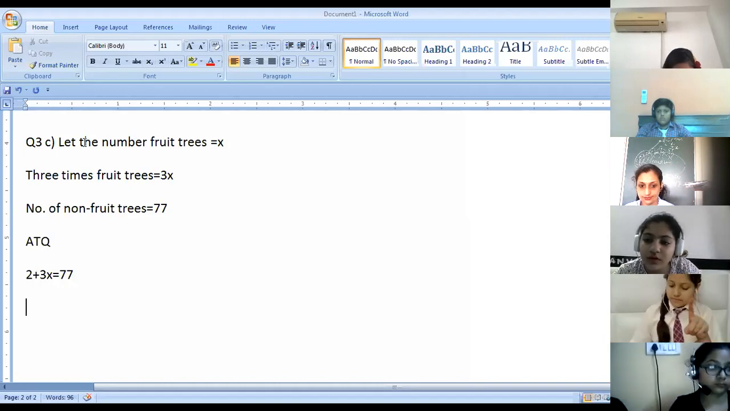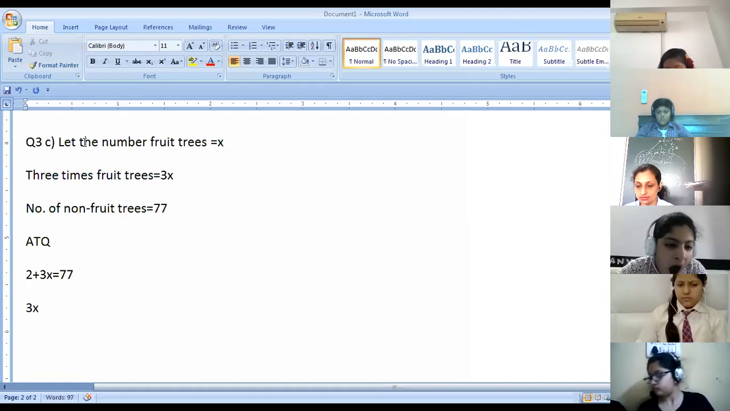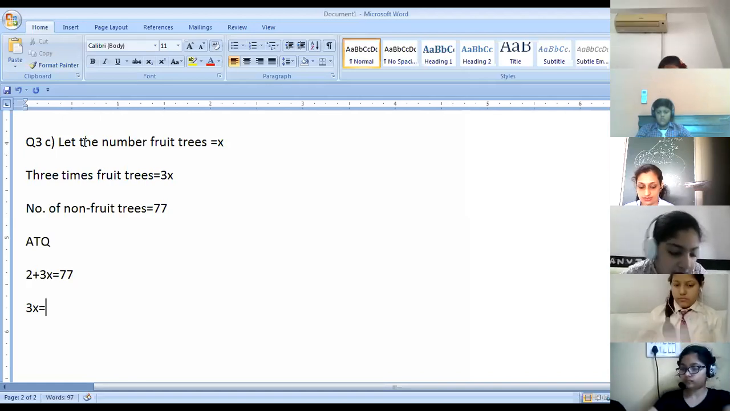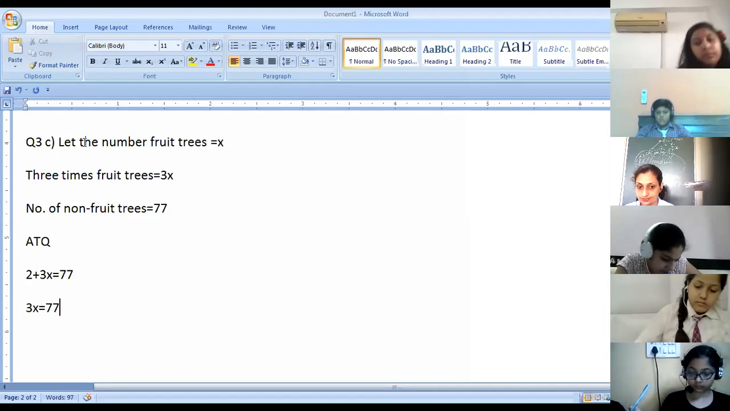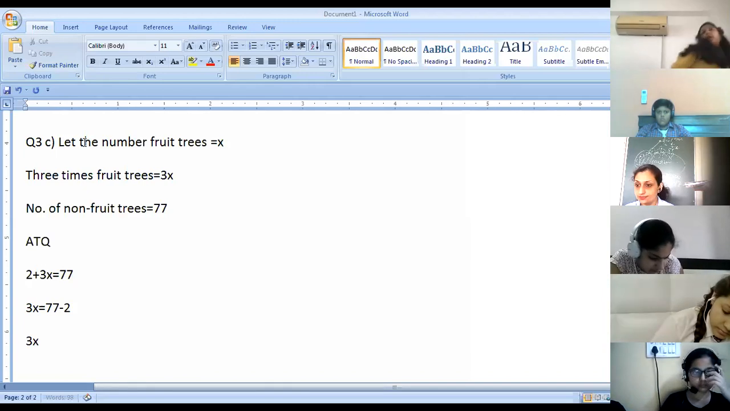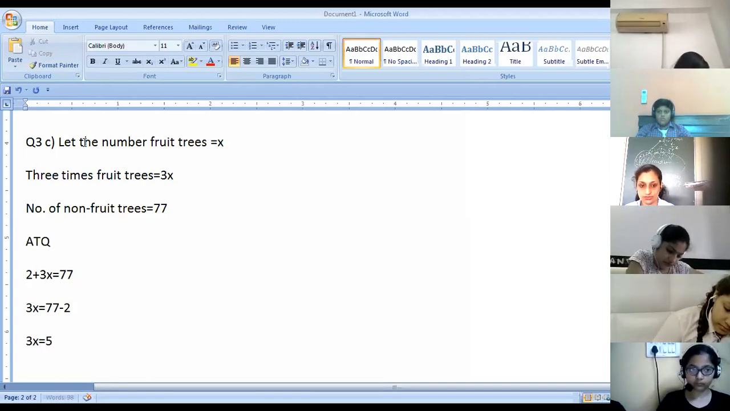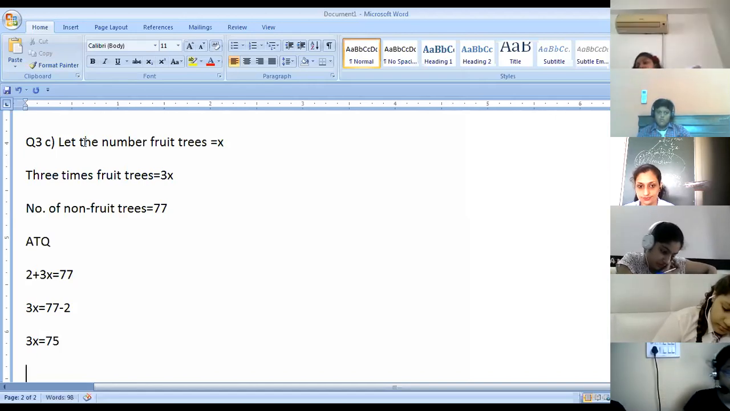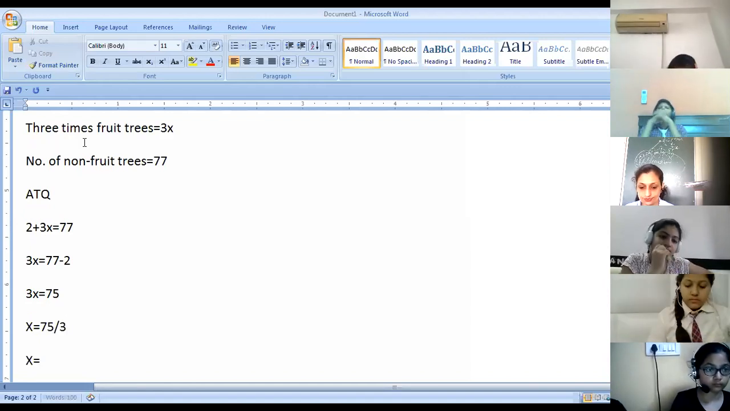Next step will be 3x is equal to 77 minus 2, x we are taking now. 3x. Yes, ma'am. 3x will be 77 minus 2, absolutely right. Then, which is equal to 75. Then now x is equal to 75 by 3. Yes, we'll divide it. Which is equal to 25.